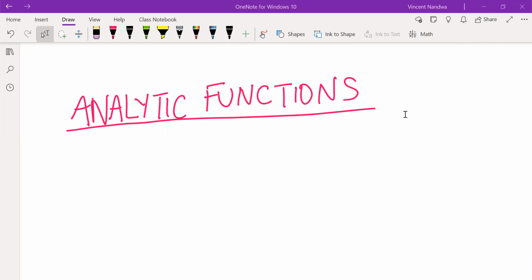This session is meant to discuss analytic functions. So we'll start by defining what we mean by an analytic function, and then give, without proof, a necessary and sufficient condition for a function f of z to be analytic. And if time will allow, we'll do an example to show a function that is analytic.